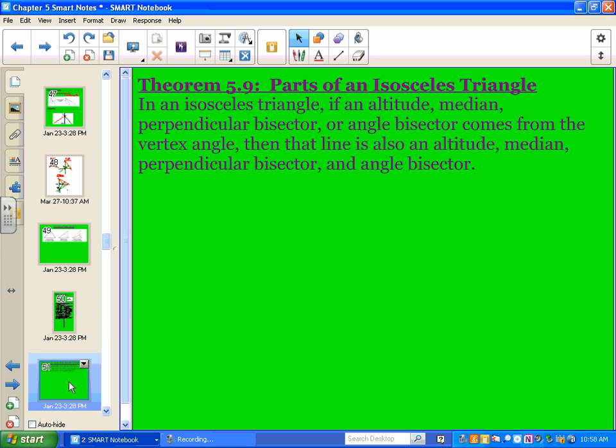Key part of this theorem. What's the key word or phrase? Alexis? From the vertex angle, yes. That line must come from the vertex angle. If it doesn't come from the vertex angle, then this theorem doesn't apply. You can have an isosceles triangle and the altitude comes from one of the other angles. This theorem doesn't work anymore. From the vertex angle, though, it does.